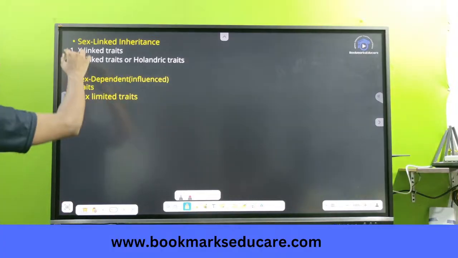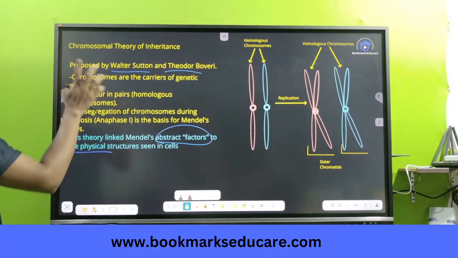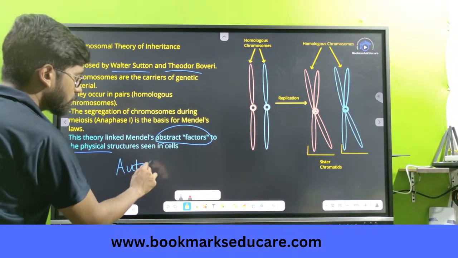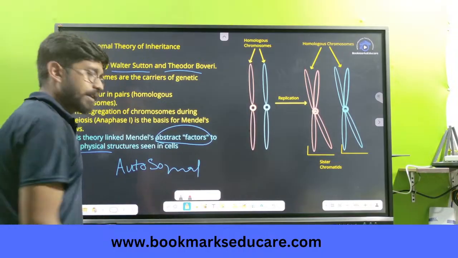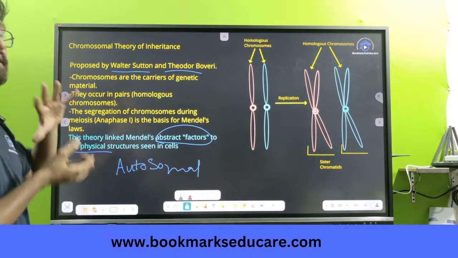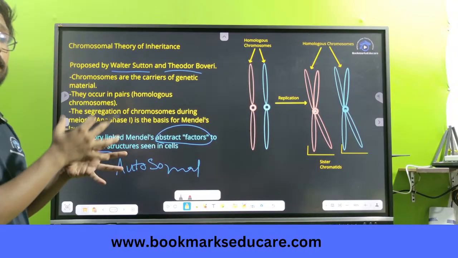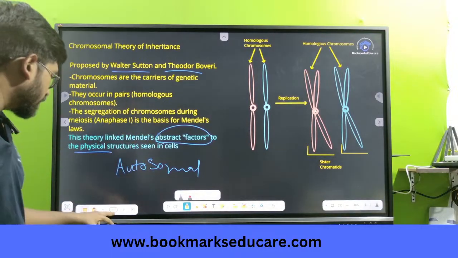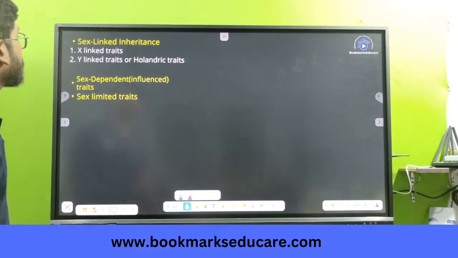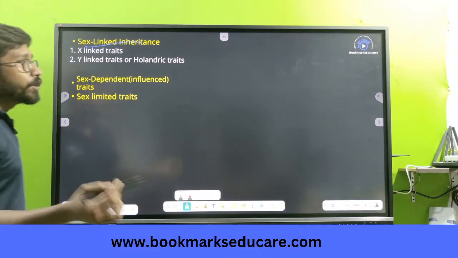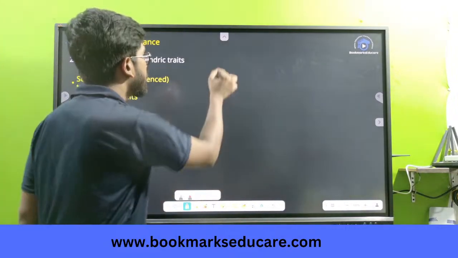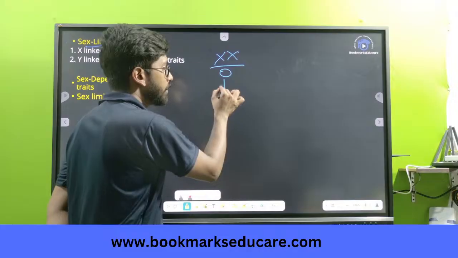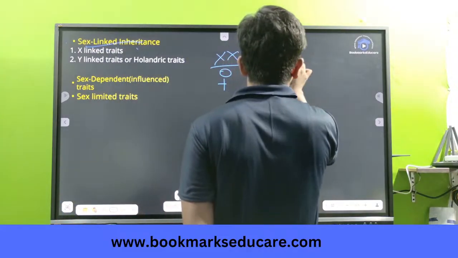Now let's see some different types of inheritance. Till now we have studied inheritance from an autosomal perspective. Autosomal means the characteristics or the chromosomes and genes that denote your physical characteristics. Now let's see some sexual characteristics. Sex linked inheritance. We know in humans, we will study only human genetics, sex linked inheritance. We have XX for females and we have XY for males.